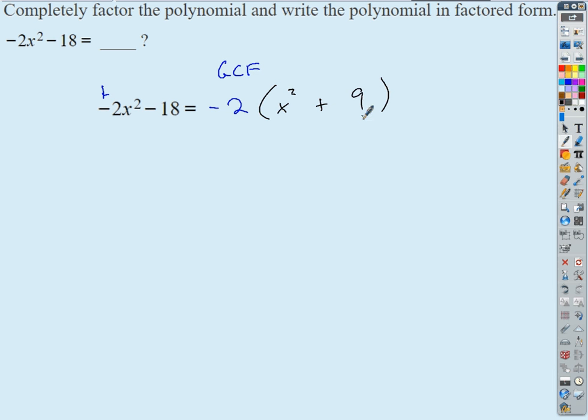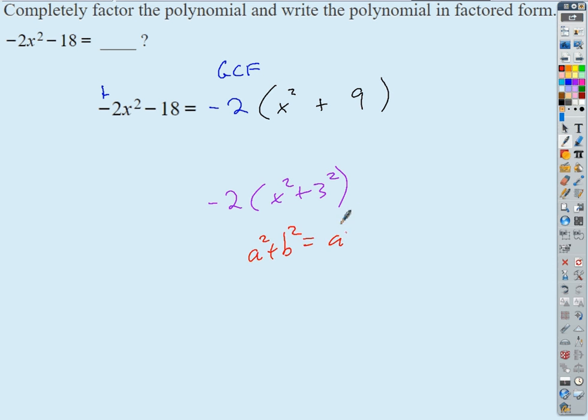Everybody agree? Okay. So can I go any further? Well, a lot of times people are tempted to say, well, yeah, I can. Look, that's a pattern, okay? Because 3 squared is 9. So it looks like the pattern x squared plus 3 squared, but that's not a pattern, right? The sum of squares is no pattern.